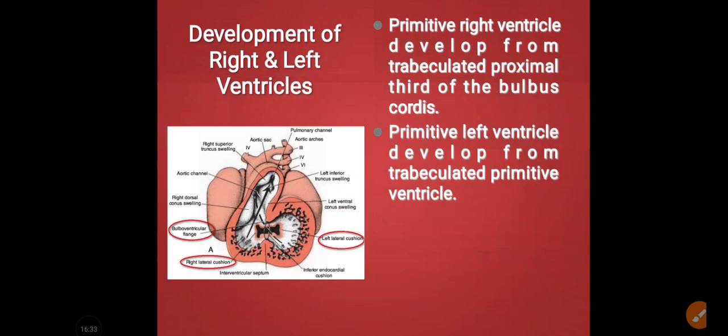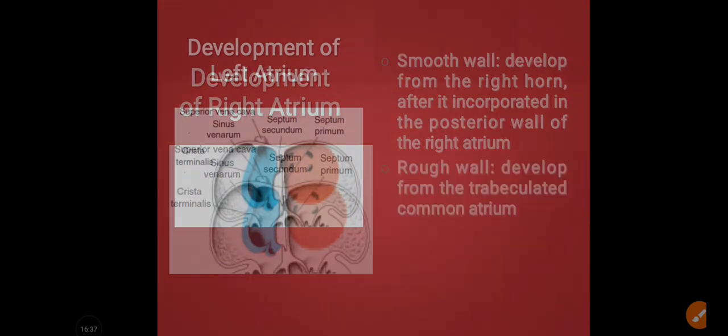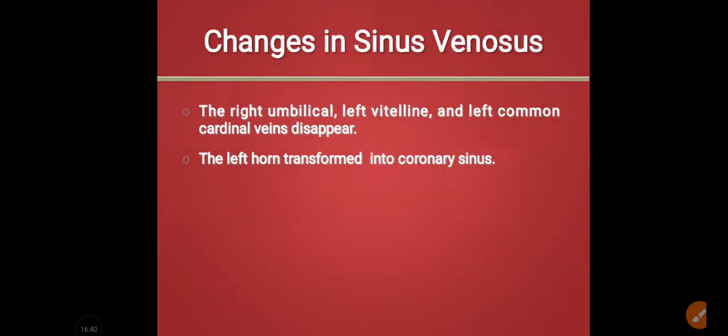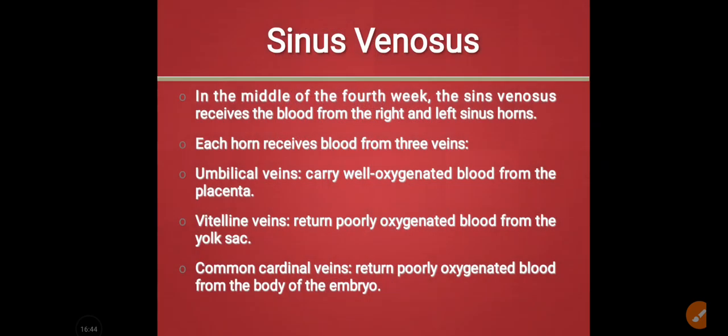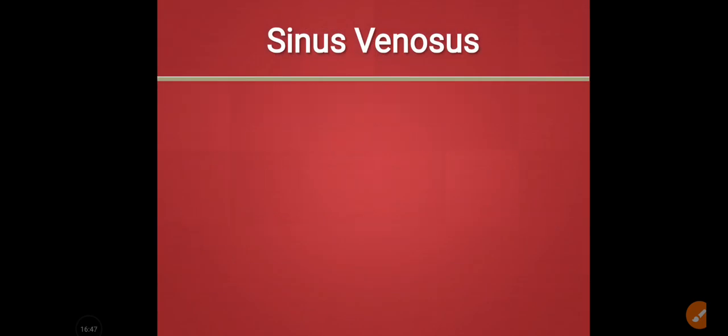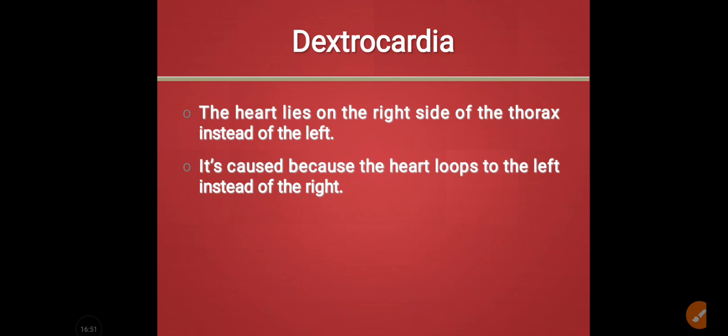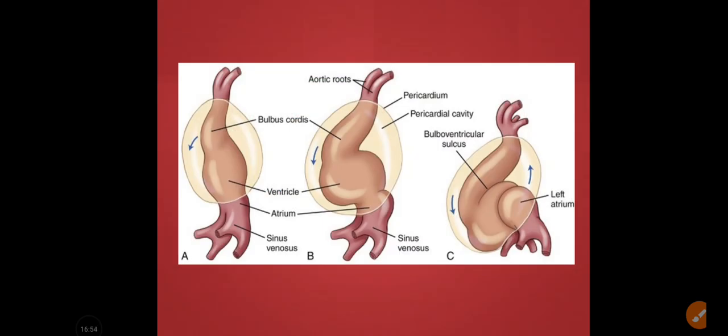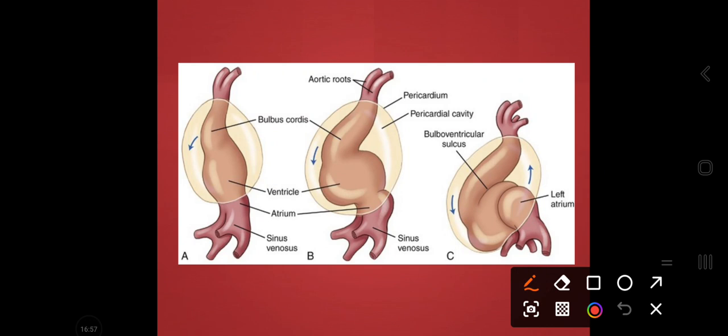I will revise this point again. From the previous picture, here is the primitive heart. Here the sinus venosus, which receives the blood from the right horn and left horn. The right horn and the sinus venosus form the smooth part of the right ventricle.